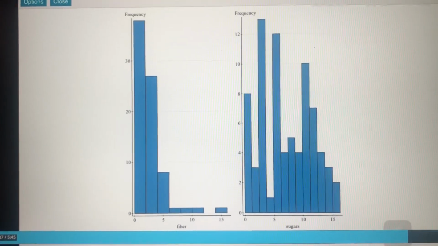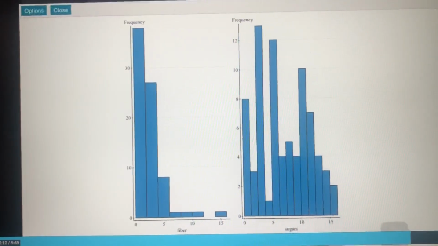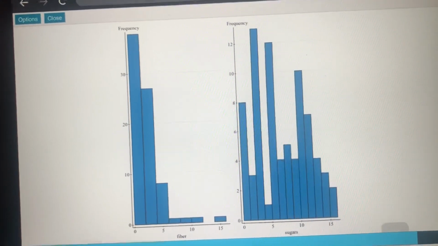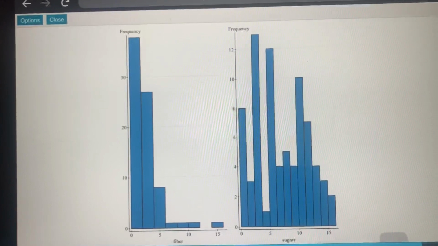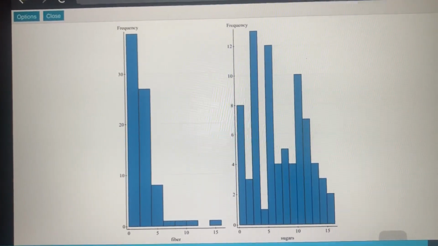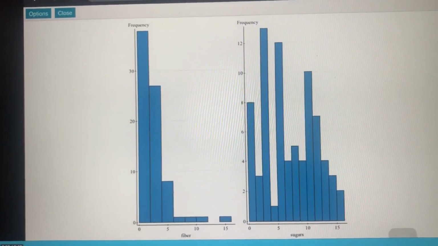Now you're asked by visual inspection, that's as far as we've gotten here, what's the mean of each data set? On a histogram, you are just looking to see, is it skewed or is it not? If it's not skewed, your mean should be in the middle. If it is skewed, your mean should be towards the tail a little bit. So the distribution of fiber is skewed, whereas the distribution of sugars is a little bit less so.